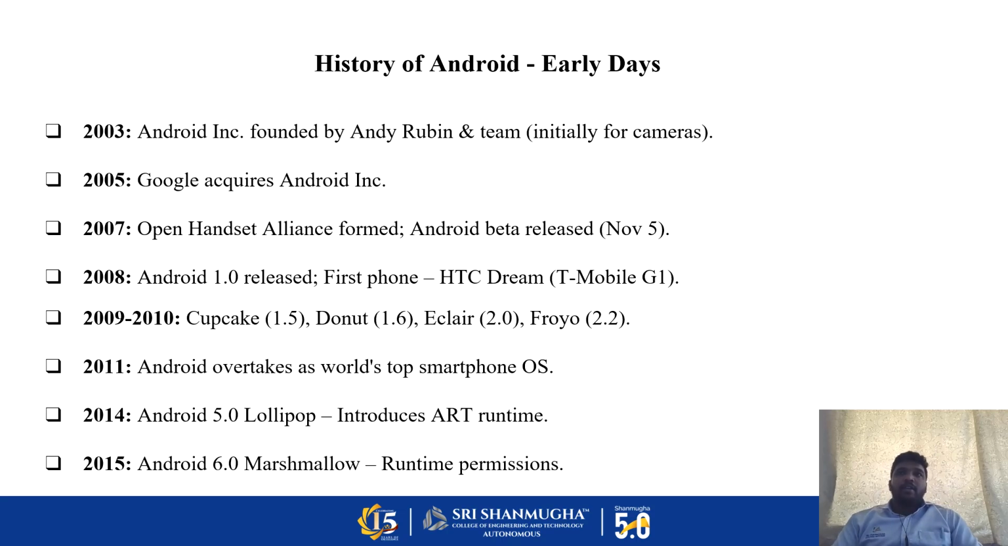Then the history of Android, in the early days. In 2003, Android was founded by Andy Rubin and team, originally for digital cameras. In 2005, Google acquired it, seeing its mobile potential. In 2007, the Open Handset Alliance was announced by Google plus 80 companies, and the Android beta was released on November 5. In 2008, Android 1.1 launched on the first device, the HTC Dream, T-Mobile G1, with a slide-out keyboard and no touch screen.